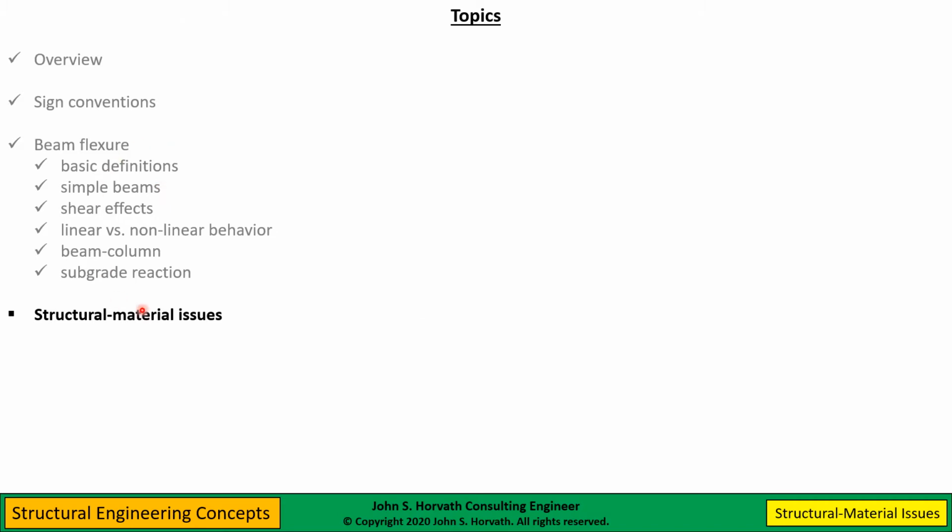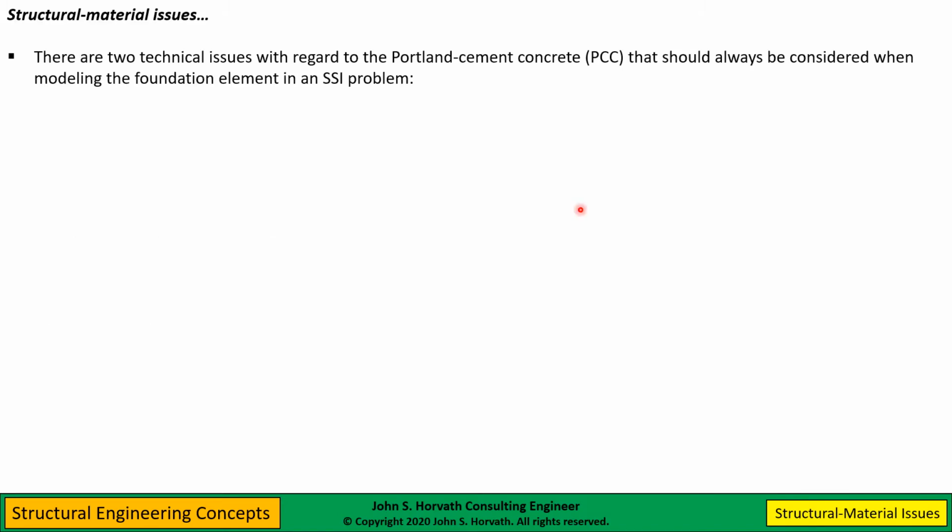Well, having talked about beam flexure, and certainly in terms of the structural engineering concepts, these beam flexure concepts have been the primary thing I wanted to address. There are some secondary issues I want to touch on now because these do have an importance in soil structure interaction analyses. There are two issues with regard to Portland cement concrete that you should always consider when you're dealing with foundation elements and soil structure interaction problems. One is creep, and creep is really best reflected as a reduction in the apparent Young's modulus of the concrete in a soil structure interaction analysis.